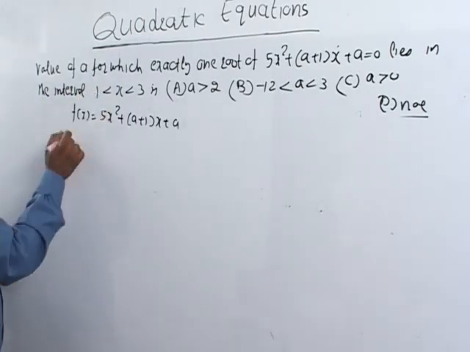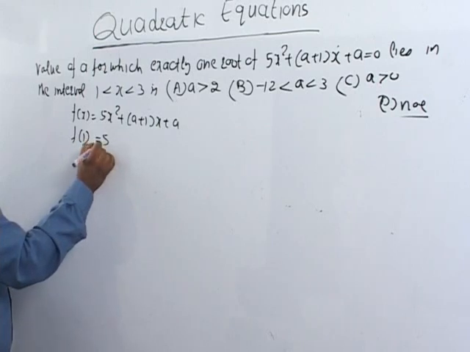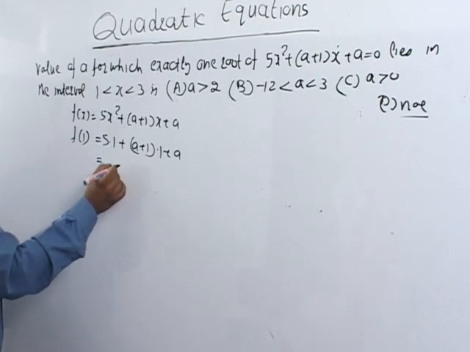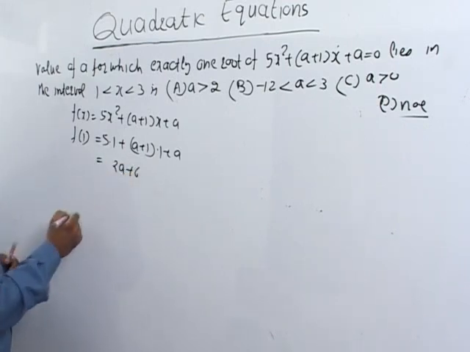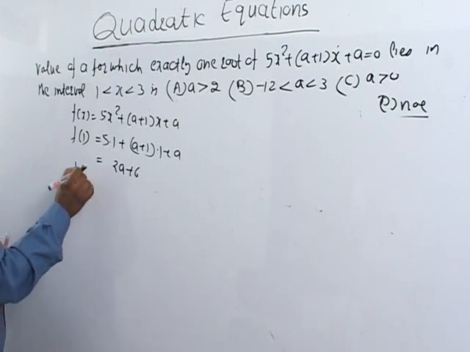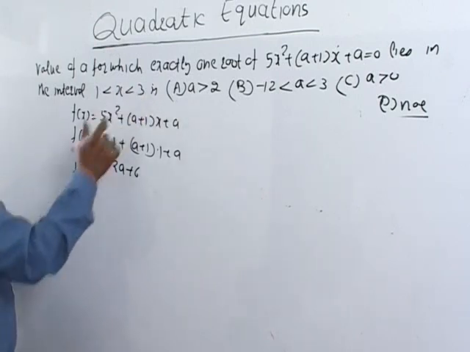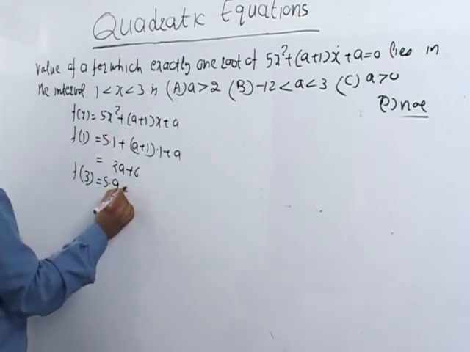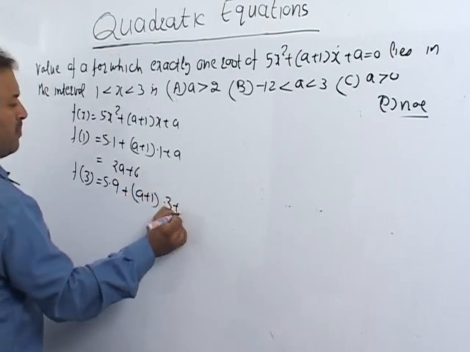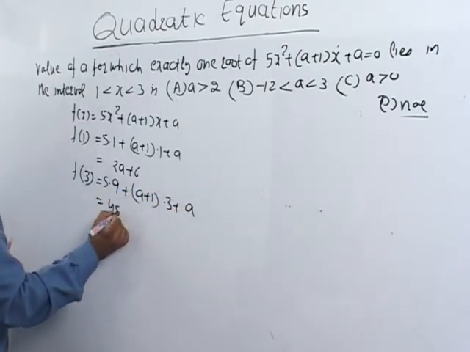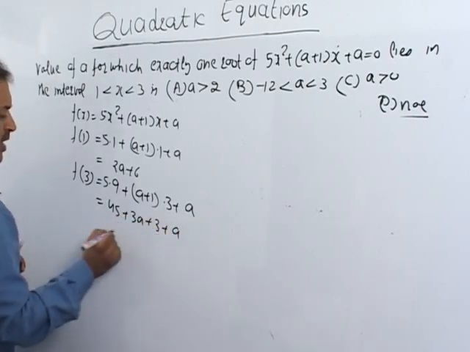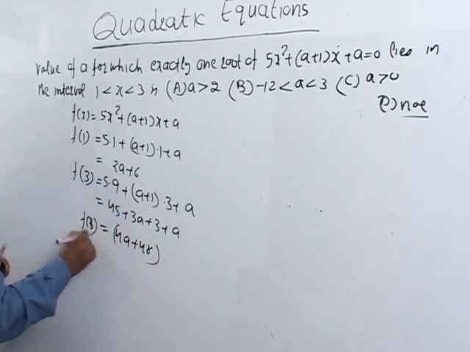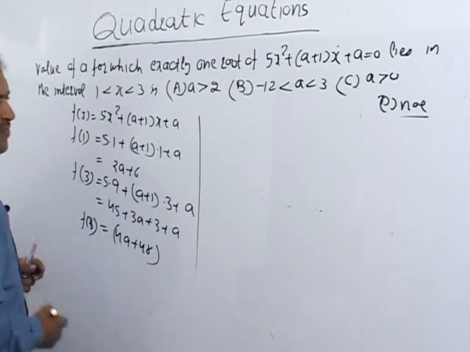Now I'll calculate f(1). f(1) is 5 into 1 plus (a + 1) into 1 plus a. We get 2a + 6. Now we calculate f(3). f(3) is 5 into 9 plus (a + 1) into 3 plus a, which is 45 + 3a + 3 + a. We get 4a + 48. So we have calculated f(1) and f(3).